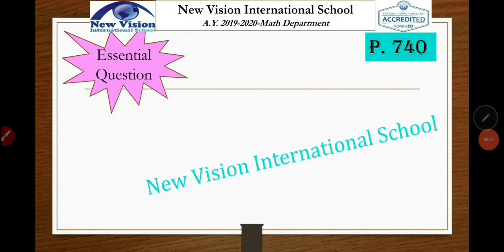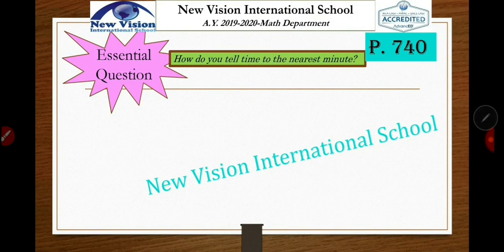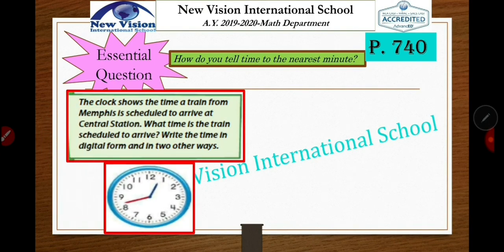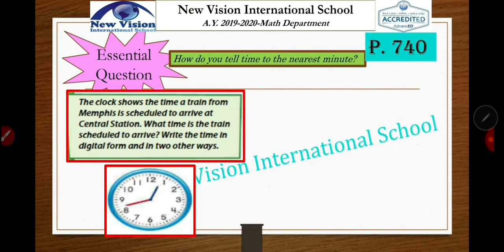Okay, now let's do the essential question on page 740 of your book. We have here, how do you tell time to the nearest minute? The clock shows the time a train from Memphis is scheduled to arrive at Central Station. What time is the train scheduled to arrive? Write the time in digital form and in two other ways. Okay, we have here the clock. What kind of clock is this? That is an analog clock, all right?